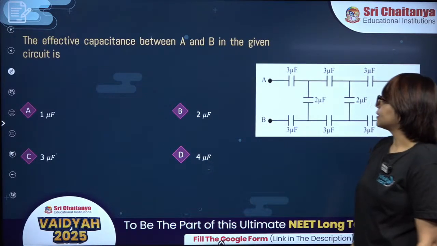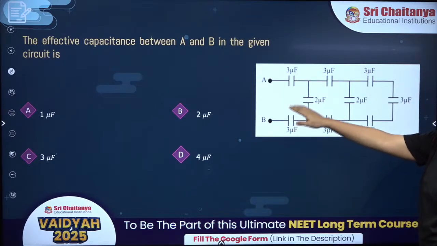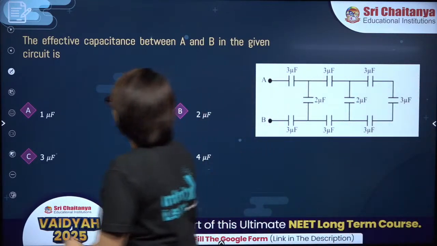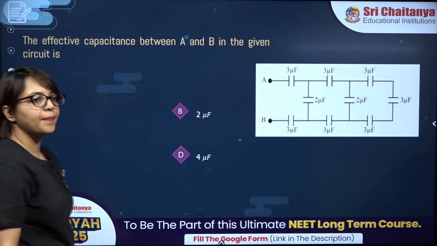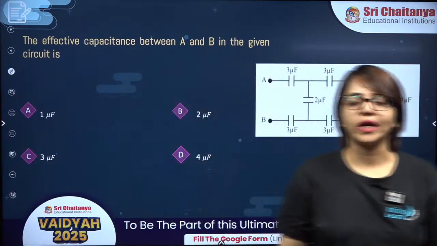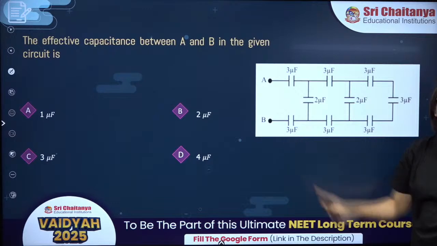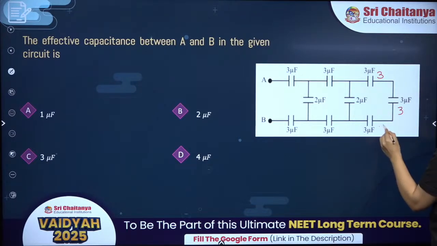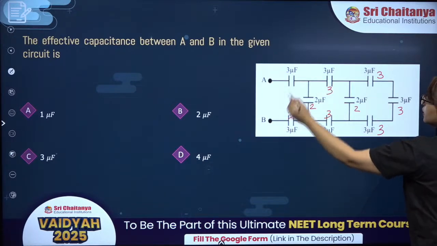The effective capacitance between A and B in the given circuit is, we have to find the effective value of capacitance between A and B over here. So this is the circuit. Try this one, everyone. Find C equivalent between A and B. The values are 3, 3, 3, 2, 3, 3, 2, 3, 3 microfarad, like this.